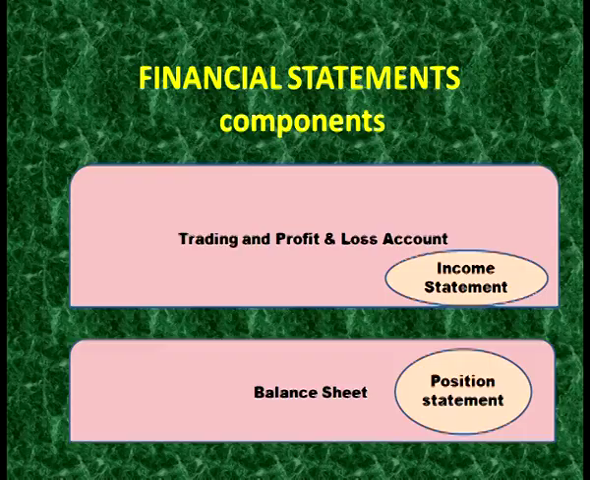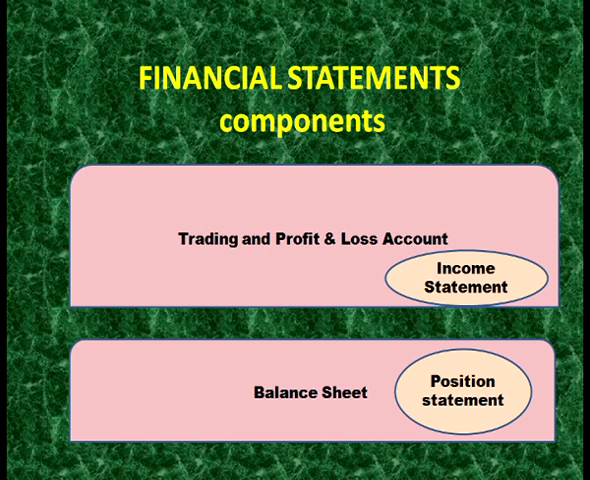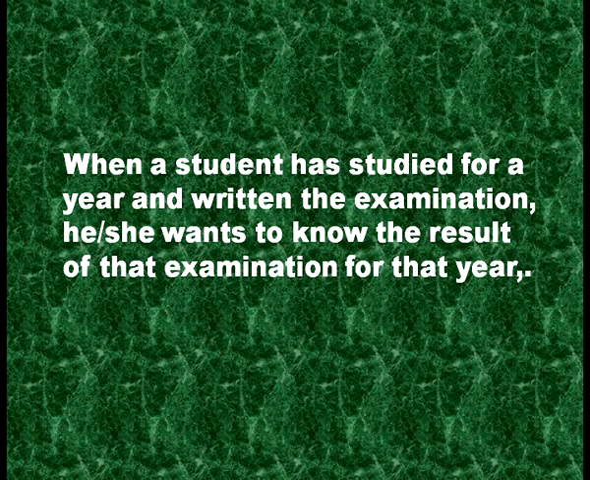What are the components of financial statements? The first component is trading and profit and loss account, which is also called the income statement, and the second component is the balance sheet, which is also called the position statement. When a student has studied for a year and written the examination, he or she wants to know the result of that examination for that year.